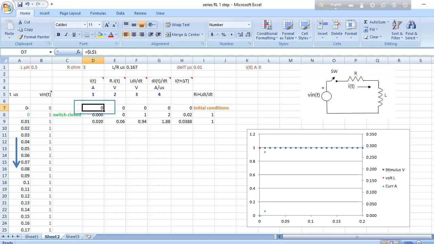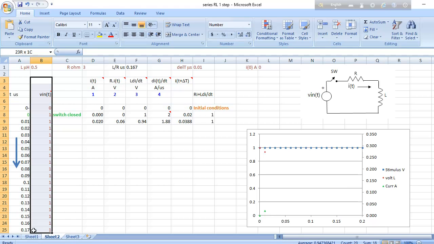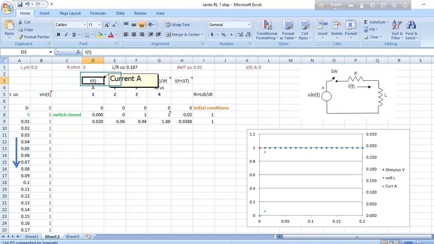The initial current through the inductor, that is before the switch is closed, is assumed to be 0 for the moment. We will remove this restriction later. As in the earlier sessions, time instants are stored in column A. Stimulus is stored in column B. Current in amperes will be stored in column D. Voltage across the resistor will be stored in column E.